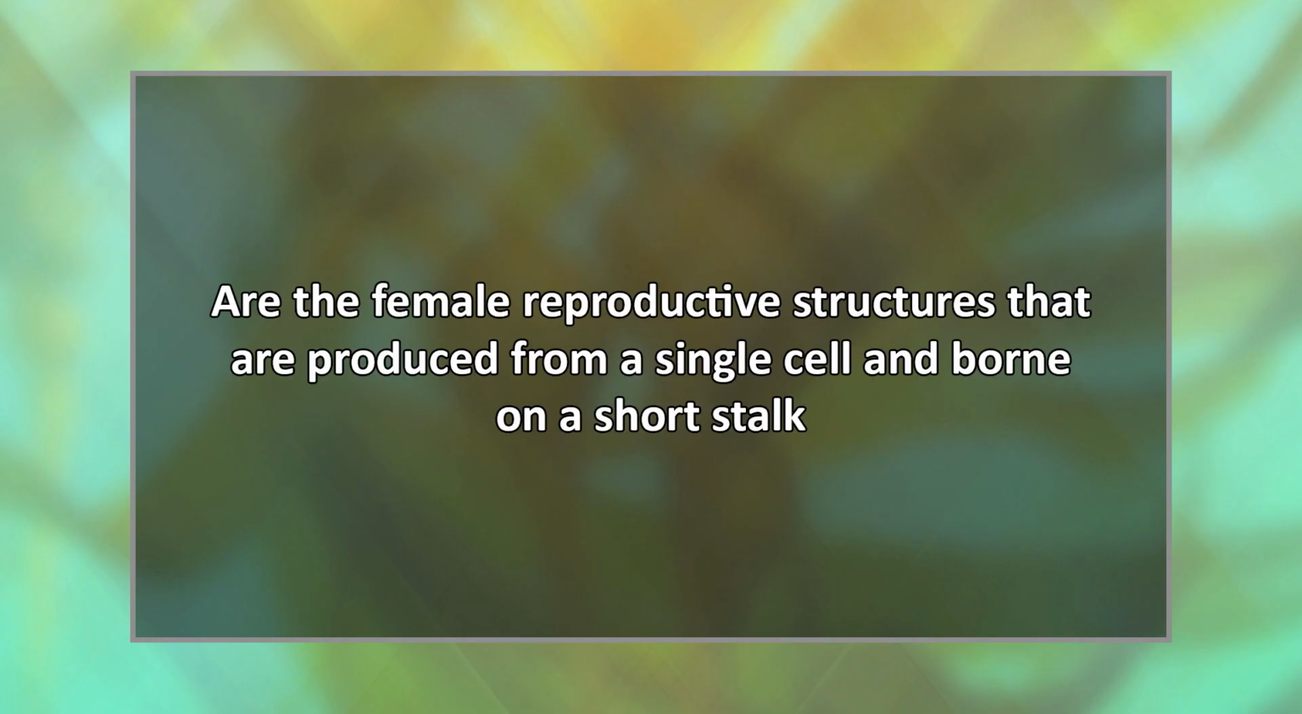Now let us talk about oogonia. These are the female reproductive structures that are produced from a single cell and borne on a short stalk. These are fewer in number as compared to antheridia.